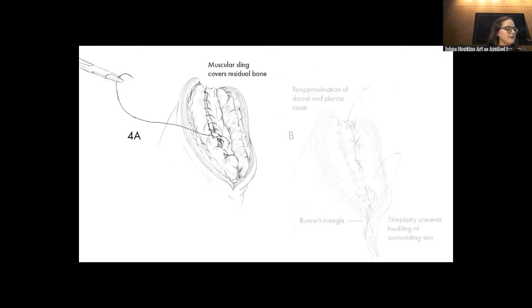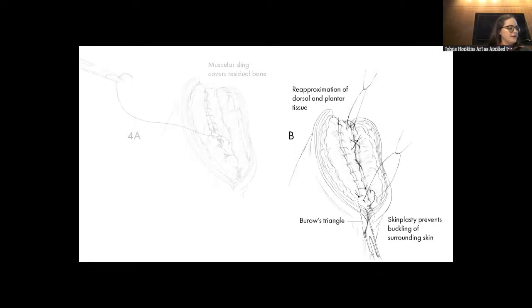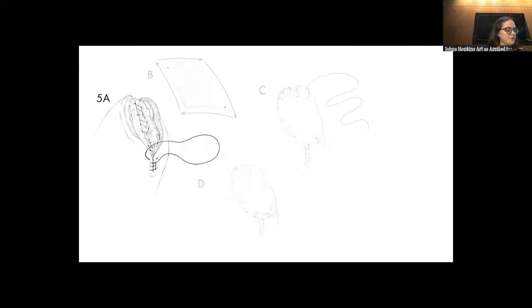A running locking suture coapts dorsal and plantar intrinsic muscle layers to create a muscular sling over exposed bone. Figure of 8 sutures reapproximate the dorsal and plantar flaps. Skinplasties are performed at the medial and lateral edges of the wound. The skinplasties are closed with a running locking suture.